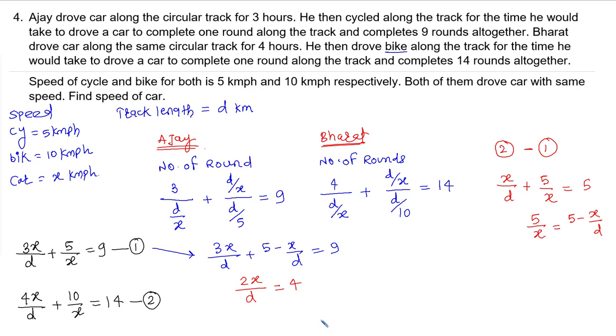Okay. So now we will get x divided by d is equal to 2. So let's put x divided by d is equal to 2 back in this equation. So 5 divided by x is equal to 5 minus 2, that is equal to 3. So the value of x becomes 5 divided by 3 km per hour. This is the speed of the car.